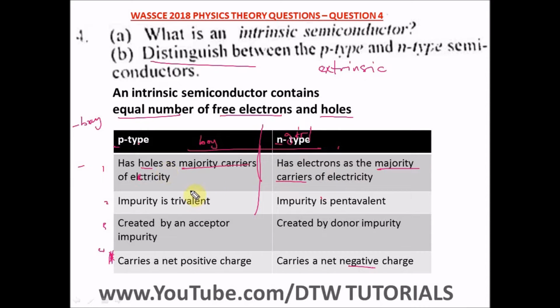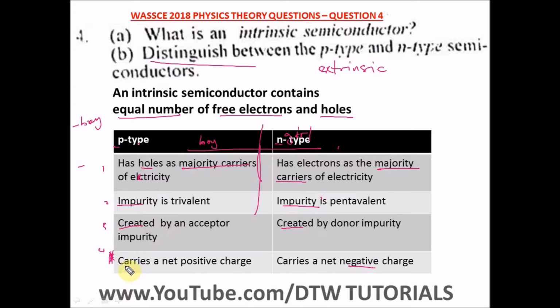So what's the difference of p-type majority carrier from n-type majority carrier? All right, here you can see the key one is impurity. What is the impurity? Here it is trivalent, here it is pentavalent. Are you getting my point? Now here the third one, the key word here is created. It's created by what? An acceptor impurity. Here it is created by a donor impurity.